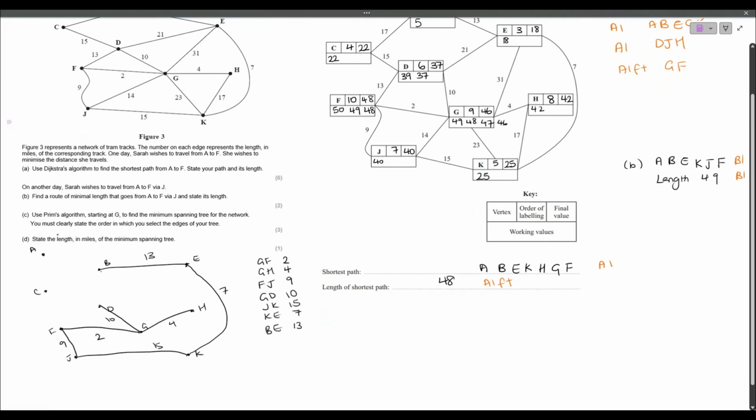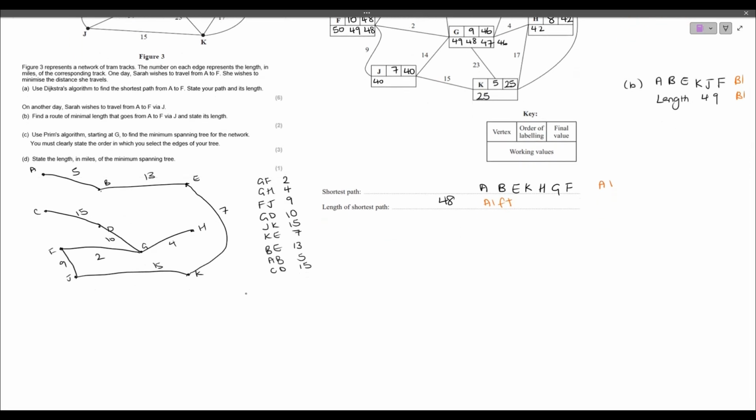And now I can do AB5. And last but not least, CD15. So I still did CD15 in the end, despite choosing JK earlier. So I've clearly stated the order in which I selected the edges of my tree, and I've also drawn the tree to be helpful. Part D, I'm asked to state the length in miles of the minimum spanning tree. I'm going to add all of these numbers together. I'm going to get a result of 80 miles.